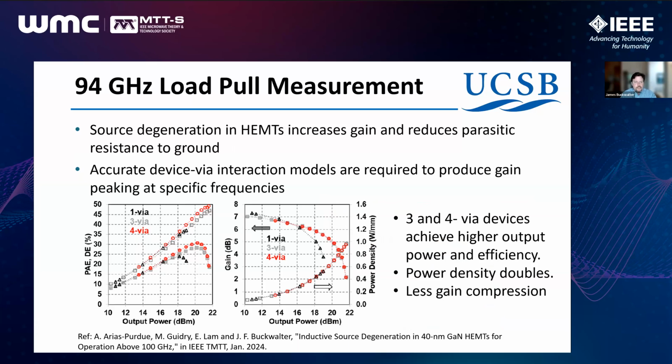And we found that source degeneration indeed increased the gain at higher compression. And so it might be useful here to start on the right and look at the gain curves for the 1 via, the 3 via, and the 4 via device. And that 3 and 4 via device clearly have higher gain at higher output power, but moreover, they have significantly higher power. So we in fact are seeing the higher Imax translate into an increased output power.